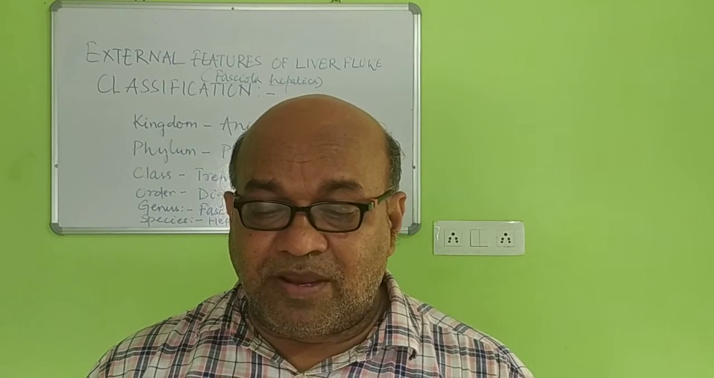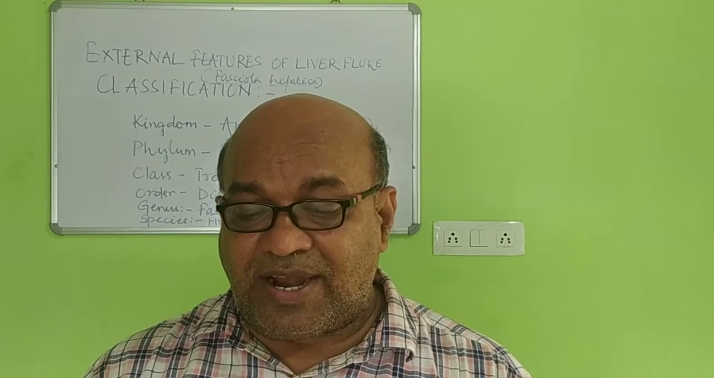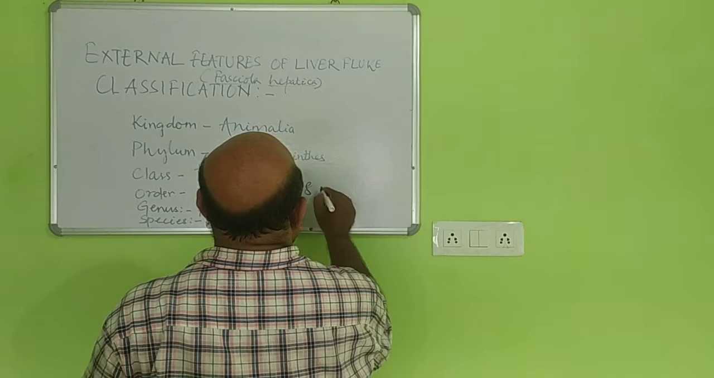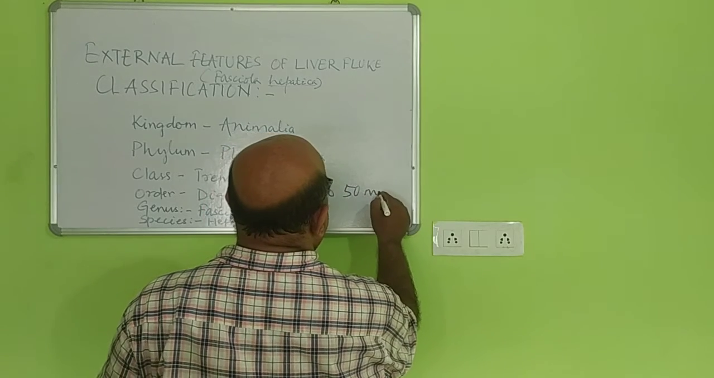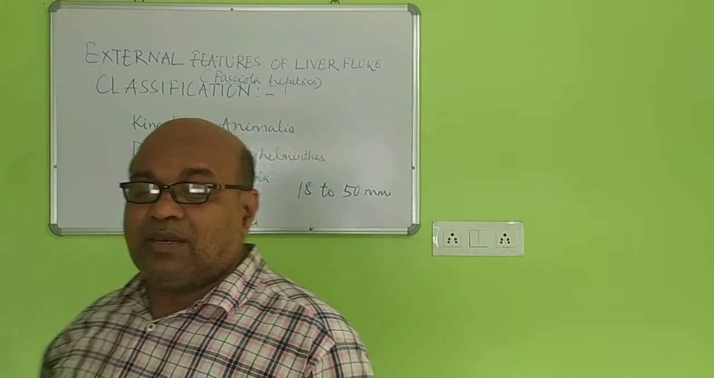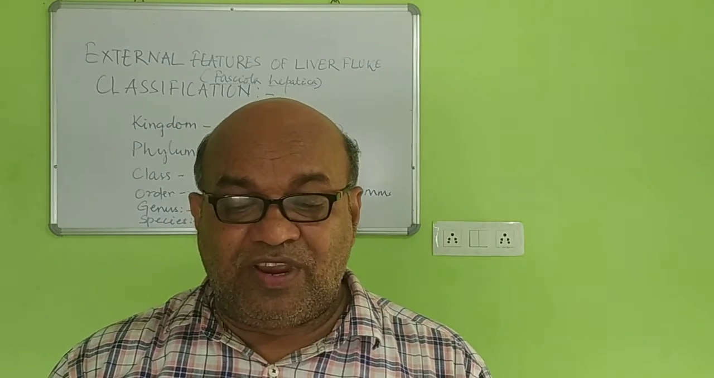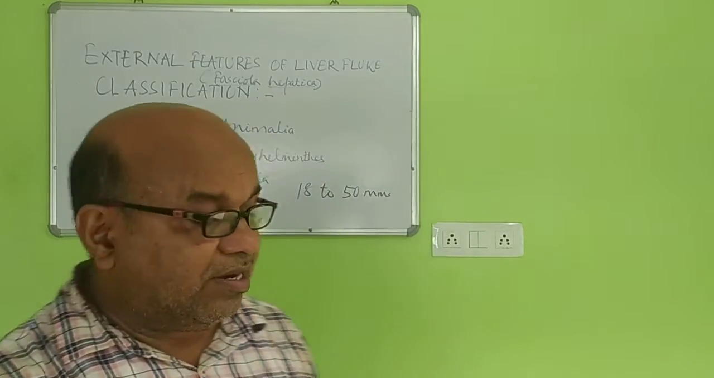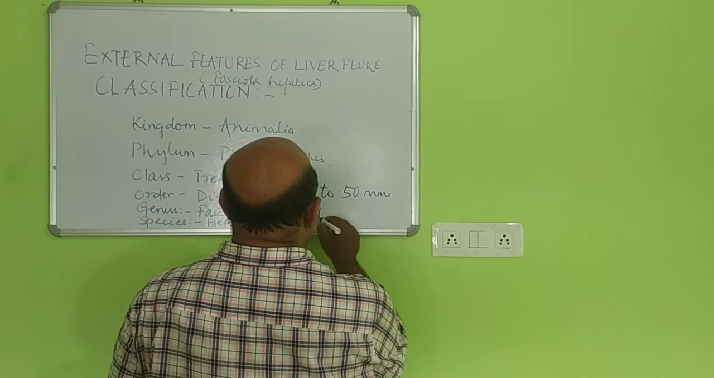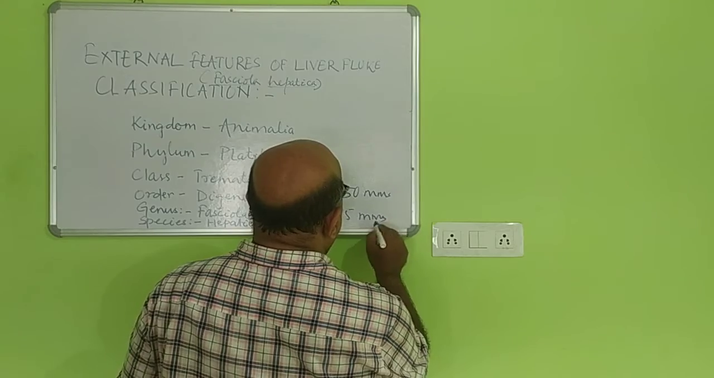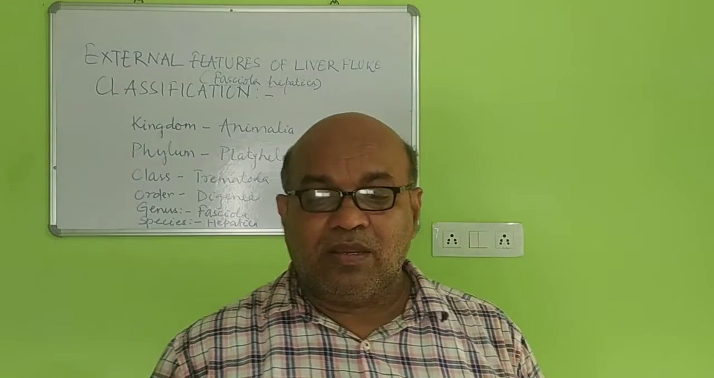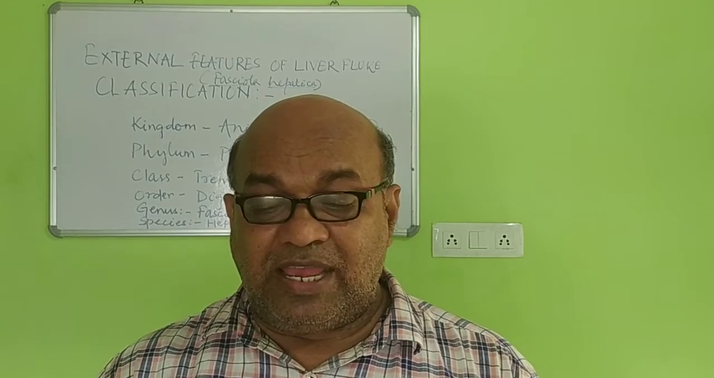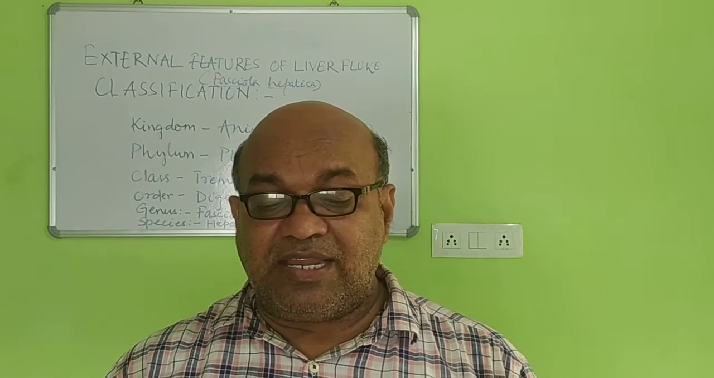Second character, the body of this animal is leaf-like, dorsoventrally flattened, measuring 18 to 50 millimeters in length and 4 to 15 millimeters in breadth. And the cephalic cone, which is called the head cone or oral cone, is the triangular projection at the anterior end of the body.